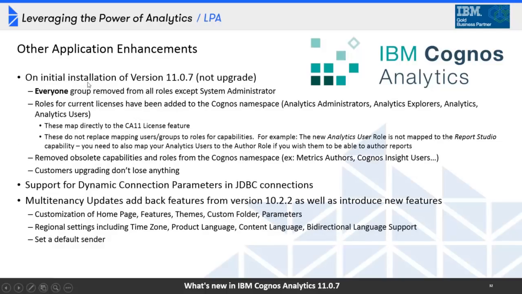When you do a brand new install, not an upgrade of an existing 11, but a brand new install of 11.0.7, the Everyone group will only appear in System Administrator. Roles for the current licenses have been added and are mapped to the license tool under Manage. Obsolete roles and capabilities will be removed, but if you're upgrading from 11.x to 11.0.7, it doesn't do any of that. It leaves your capabilities, your roles alone.